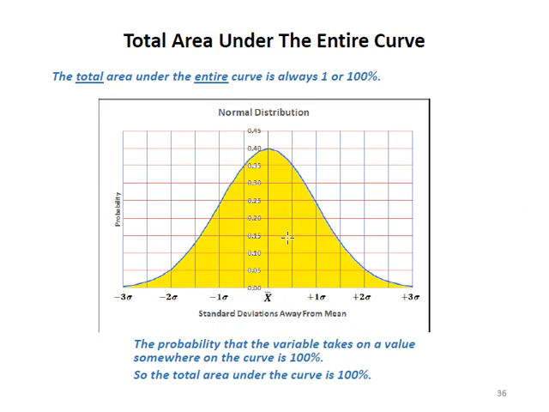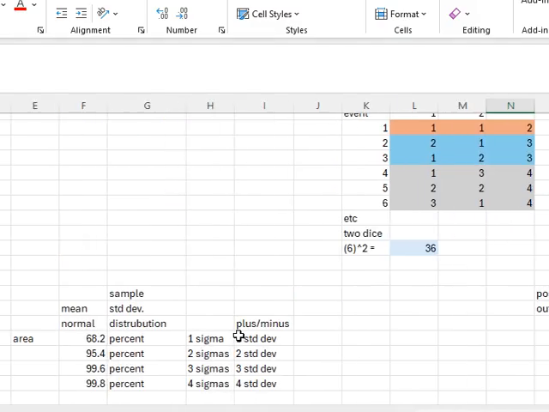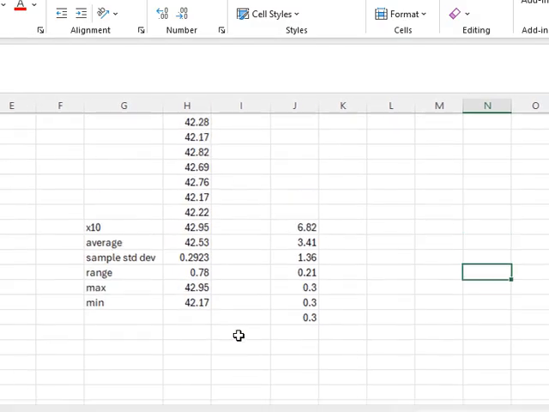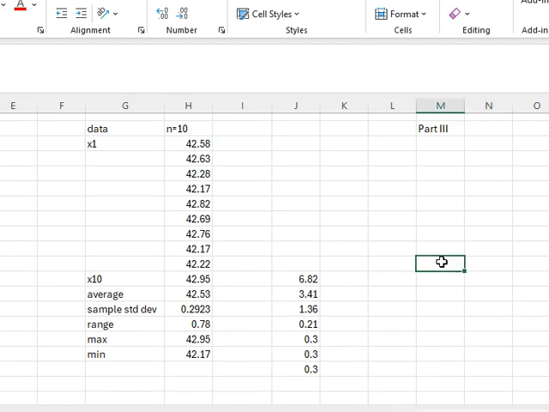Now here we have a yellow shaded area. The total area under the entire curve is always 1, or 100%. We call it 100%, which is just written as 100 percent. So if you have 100%, we usually write it as 1.0 in decimal.